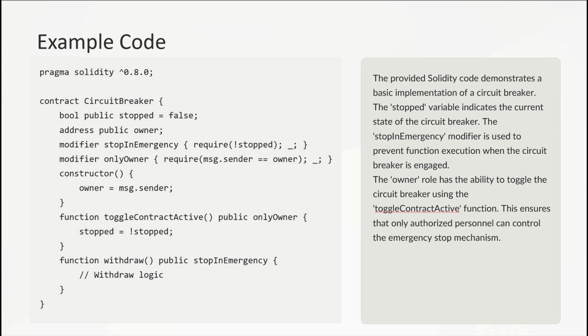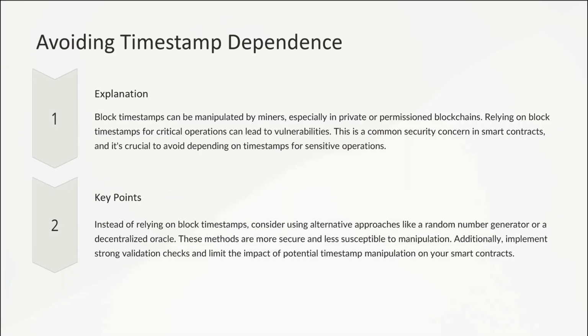The stopped variable indicates the current status of the circuit breaker. The stopInEmergency modifier is used to prevent function execution when the circuit breaker is engaged. The owner role can toggle the circuit breaker using the toggleContractActive function, ensuring that only authorized personnel control the emergency stop mechanism. Avoiding dependence on block timestamps.